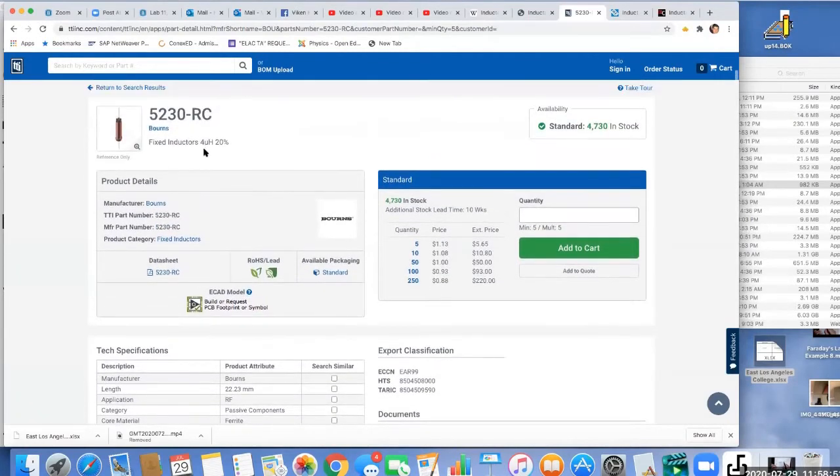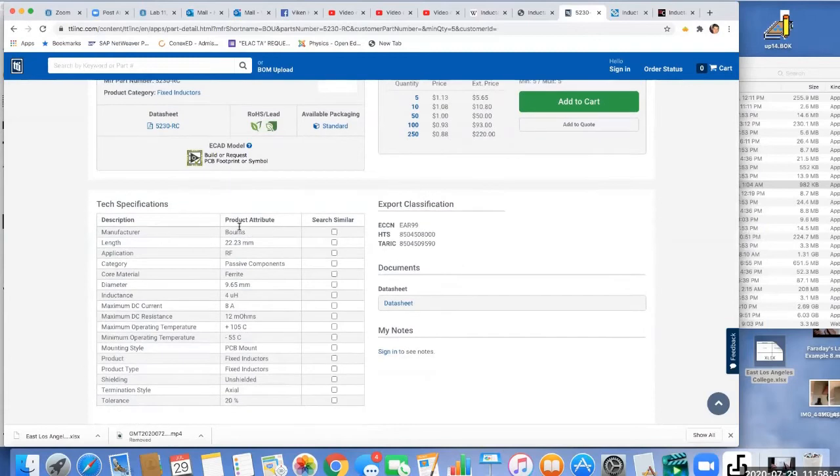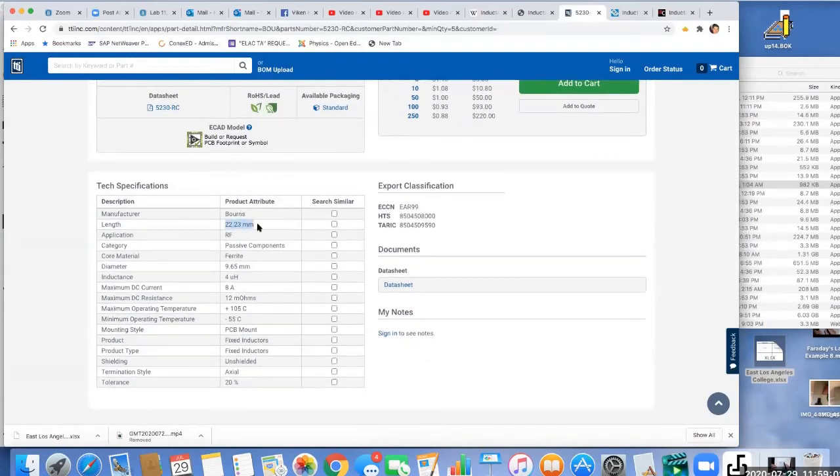So if we know that the inductance is 4 microhenry, right? And what else do we know? We know the length of that solenoid. We know that the core material they use is ferrite. The diameter, we know its inductance, right? So what can we calculate here? I love making real life problems too from actual data.